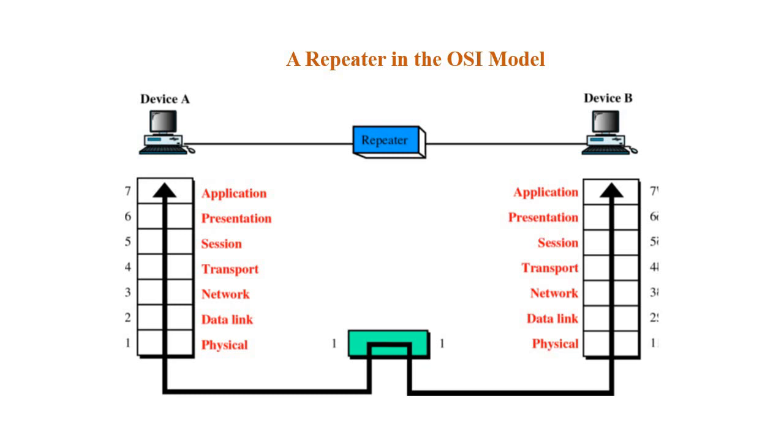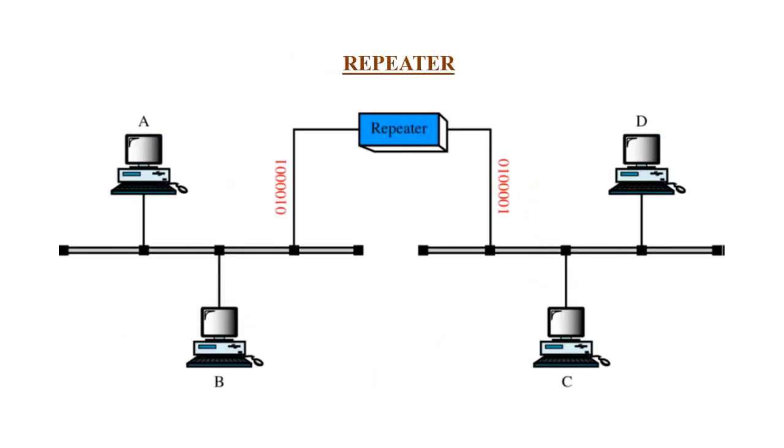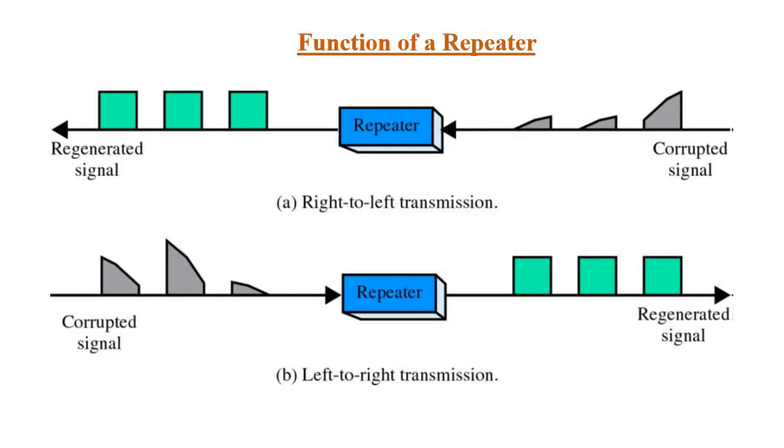So that is the repeater diagram. The repeater is placed between device A and device B. In the OSI model, the repeater works only on the physical layer. The next diagram is a general diagram where we are using repeaters: devices A, B, D and C. The two segments are connected by the repeater. That is the function of a repeater.